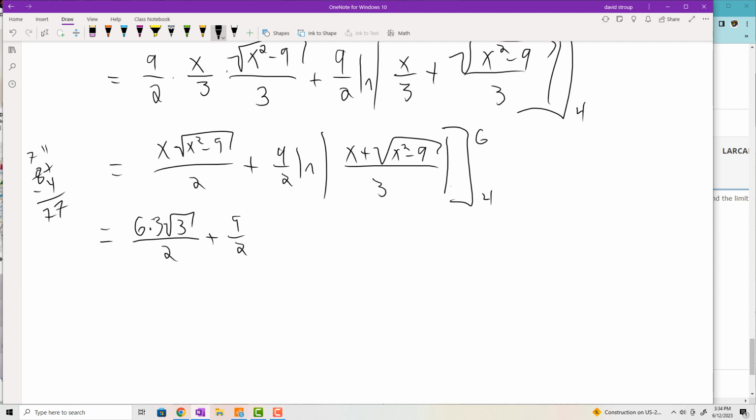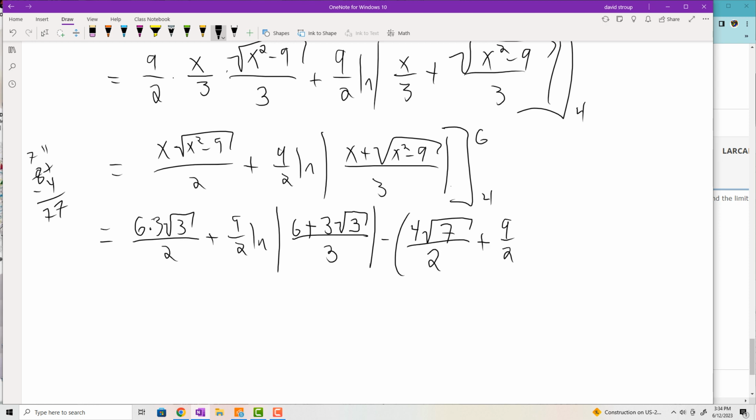plus 9/2 ln absolute value 6 plus, again, root 27, which will be 3 root 3. That will be all over 3 minus, plugging in 4 now, so you get 4 times the square root of 16 minus 9. 16 minus 9, that's where you see that root 7 like we had before, all over 2 plus 9/2 ln absolute value. Then it will be 4 plus root 7 all over 3.